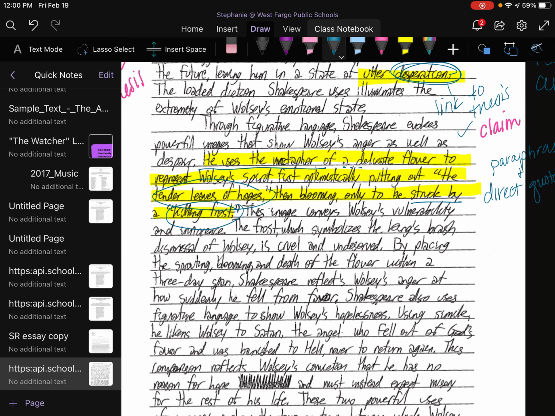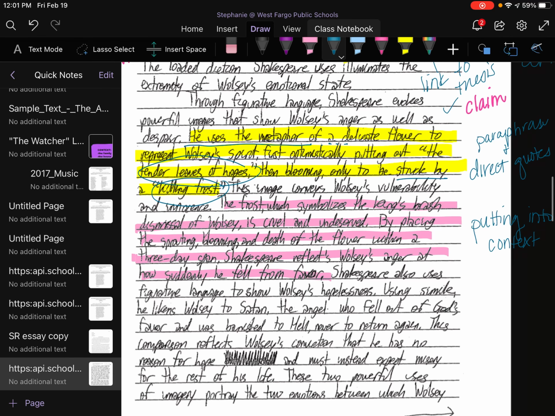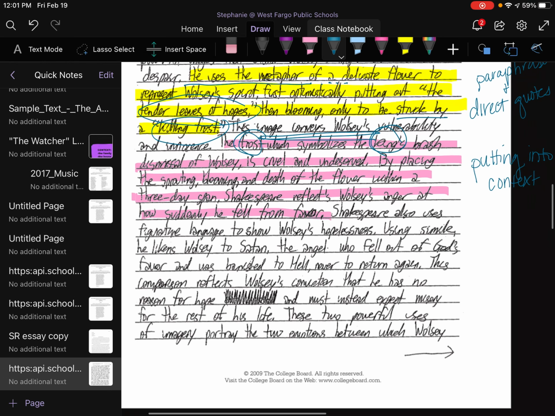So this part right here, I'm going to switch to my pink. What's good about this particular part is they are really putting their example into context. They are making this comparison that the frost is like the king, so they've created a relationship in their own argument, and then explaining how that relates to his fall, again using the evidence of the 3-day span.